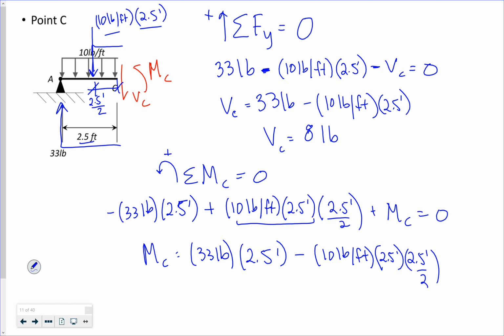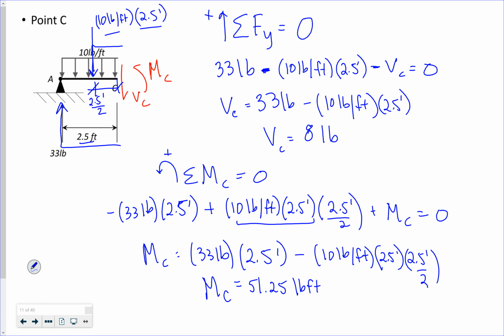I'm generally one that writes super long equations, but I only use one equation as opposed to little steps on the way. That's just how I roll, because I'm a nerd. And you get your moment at C is equal to 51.25 foot-pounds or pound-feet. Okay?